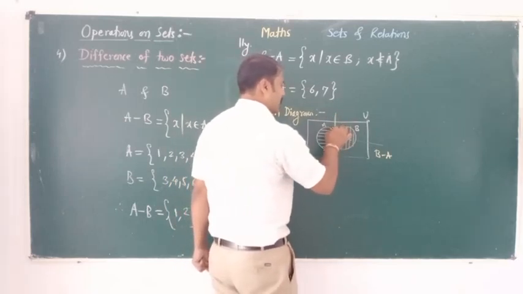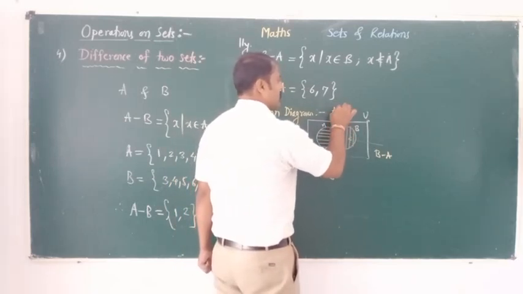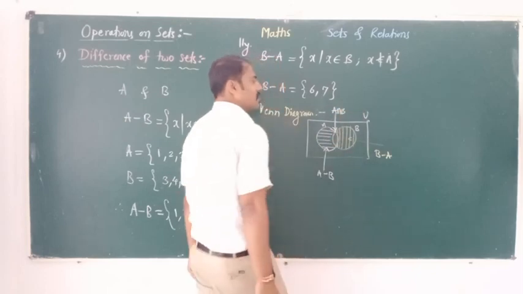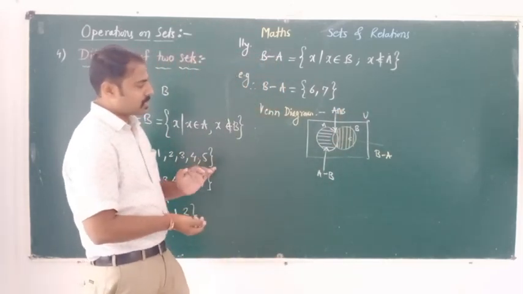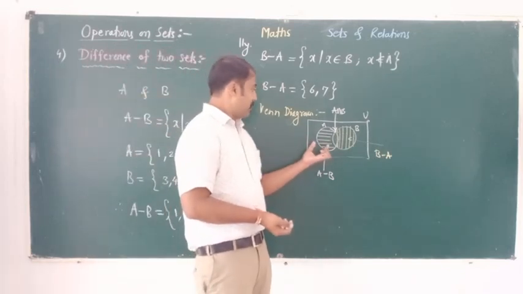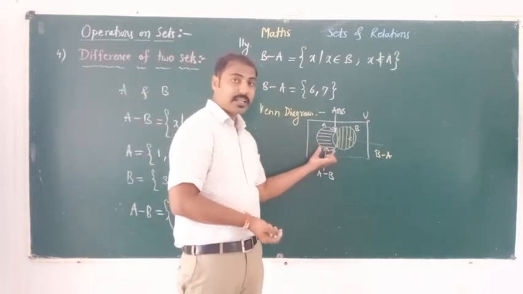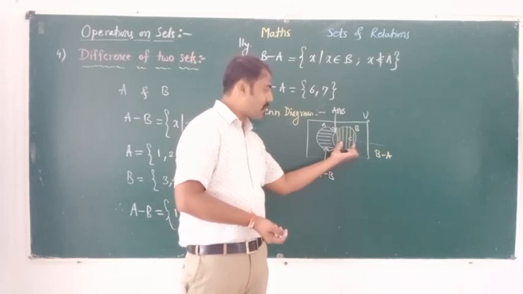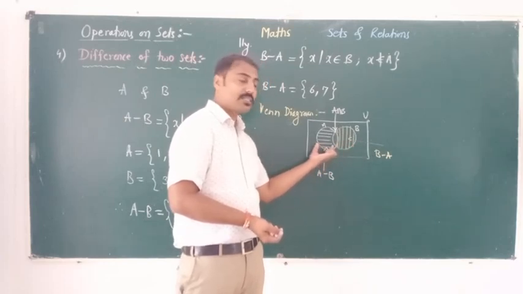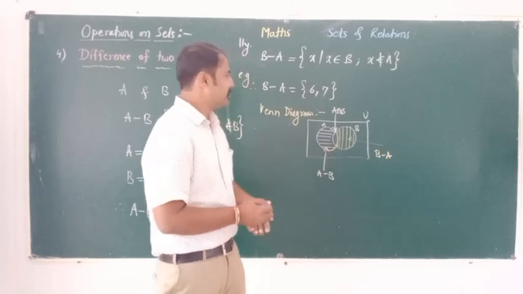We know that the middle portion is A intersection B. That middle portion is denoted by A intersection B. Remember, B minus A is the set of elements which are in B, not in A. A minus B is the set of elements in A which are not in B.